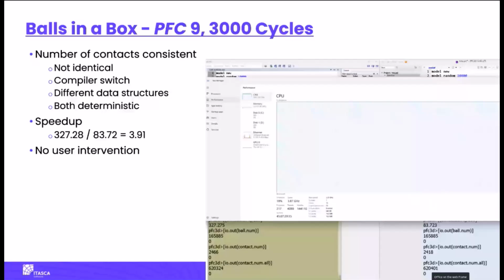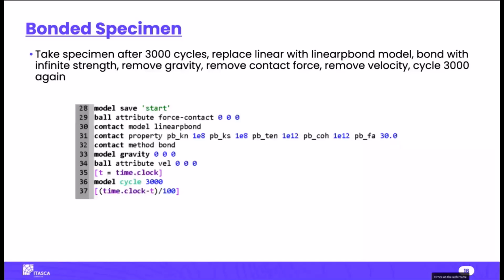If you take this same model, which had 165,000 balls, and you just bond it in place and replace the linear model with the linear p-bond model, this is sort of a proxy for a bonded particle model using balls. Not exactly a proxy because it's not very well connected at this point. This specimen isn't, but it gives you an idea because basically at the same time I'm removing all of the velocities, I'm removing gravity, I'm removing the contact forces. So this is really a quasi-static model. Nothing's really moving around. And there are bonded contacts and a bunch of inactive contacts.